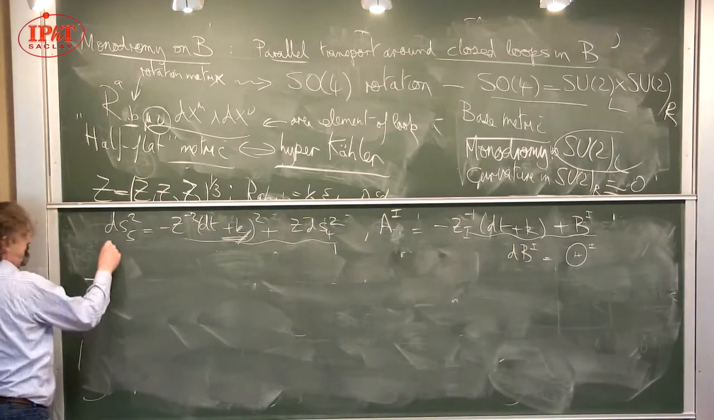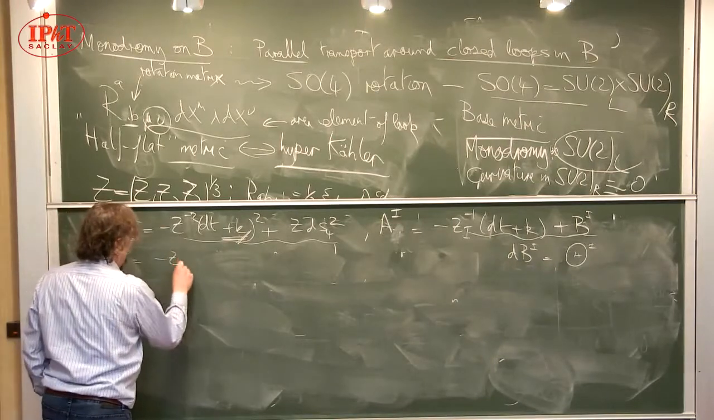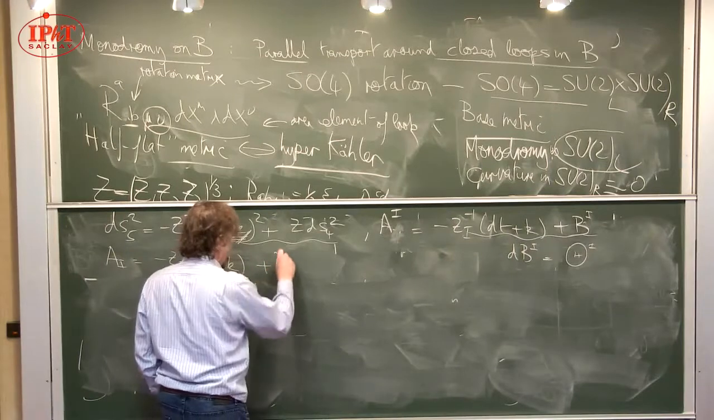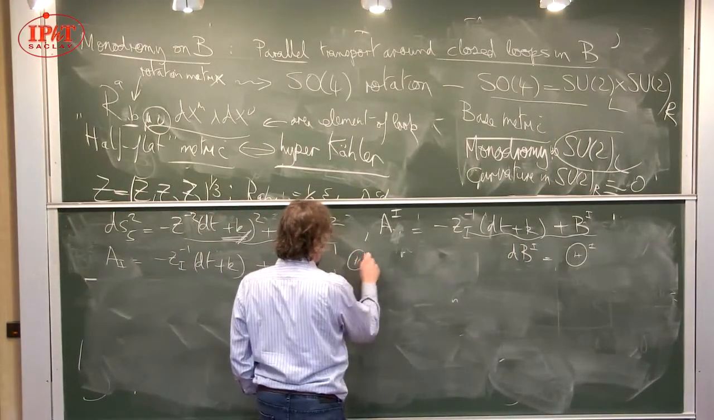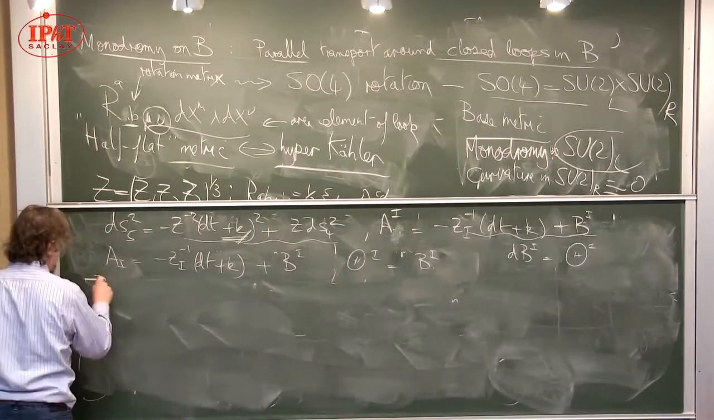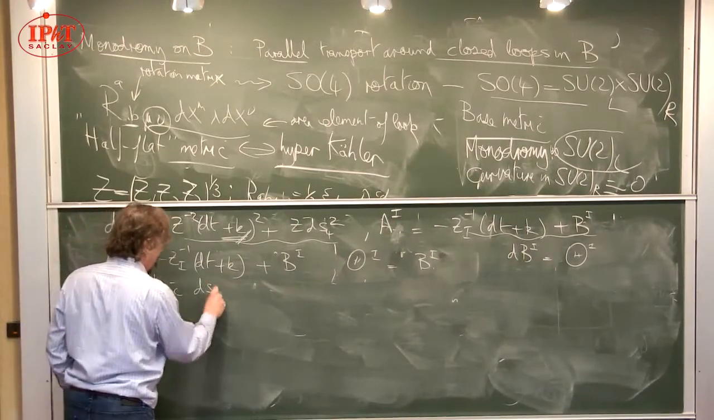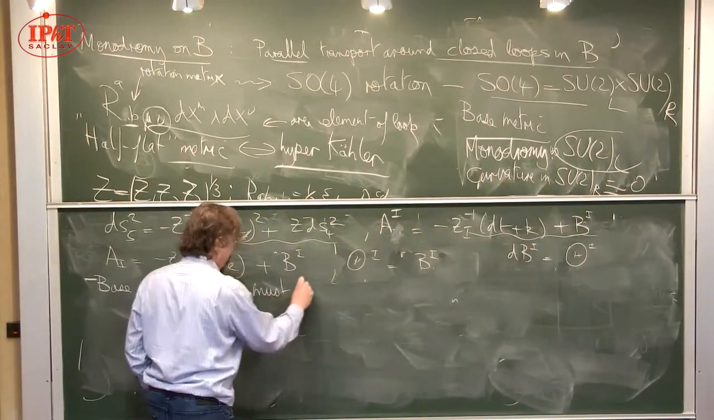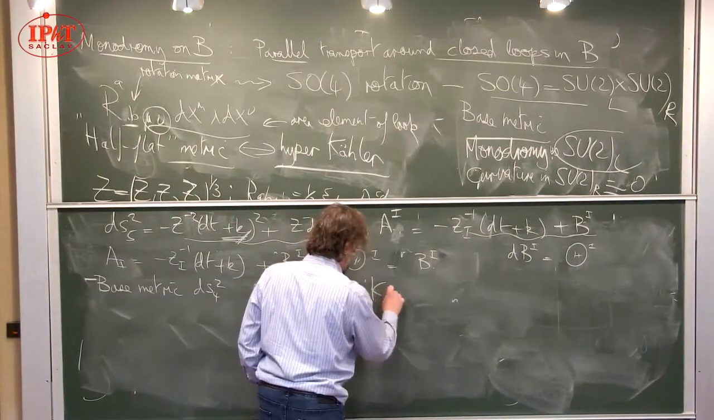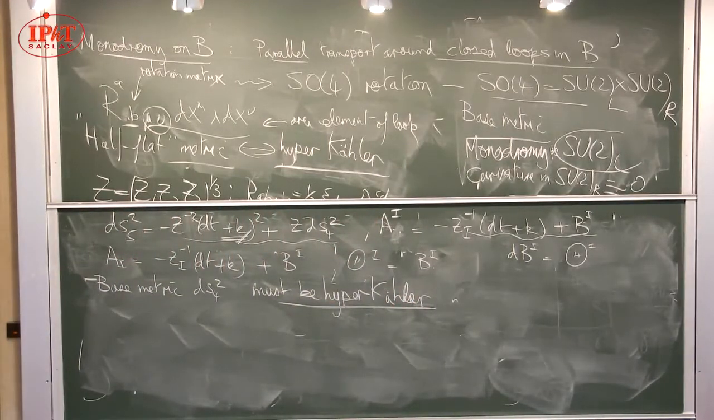We have A^I equal to minus Z_I to the minus 1 dt plus k, plus B^I, with Theta^I equal to dB^I. The base metric, ds4 squared, must be hyperkähler. And we're going to look at a very simple family of hyperkähler manifolds. Okay, that metric must be hyperkähler.